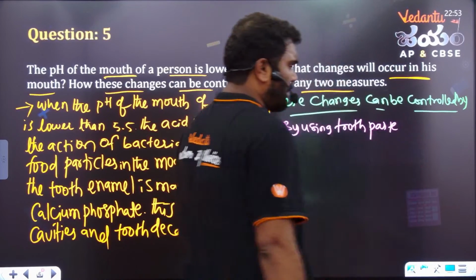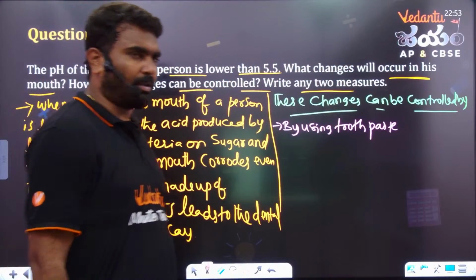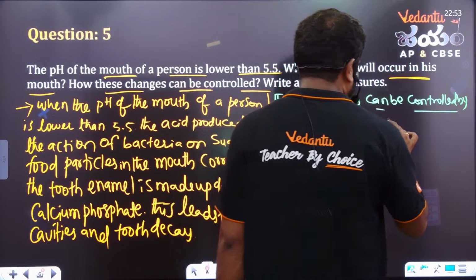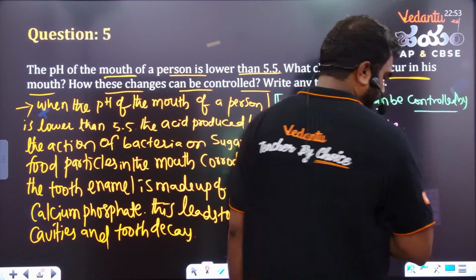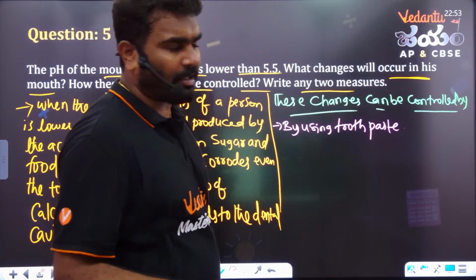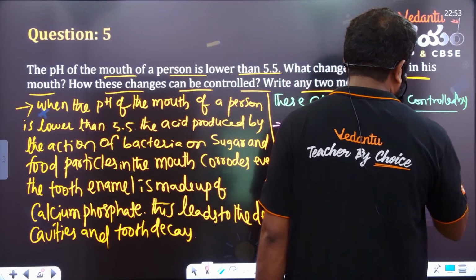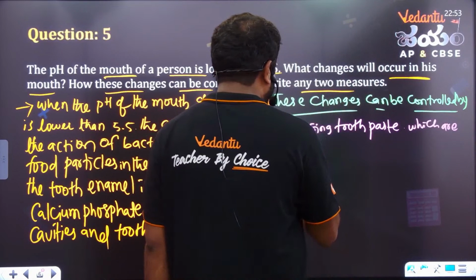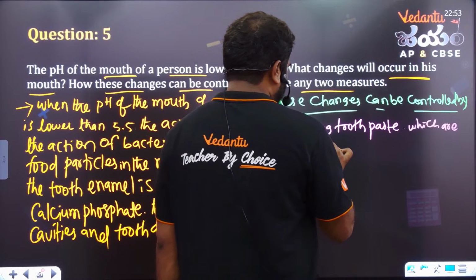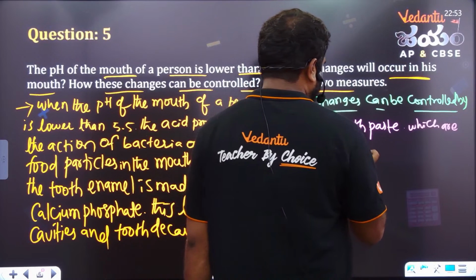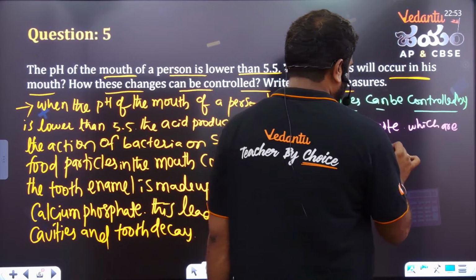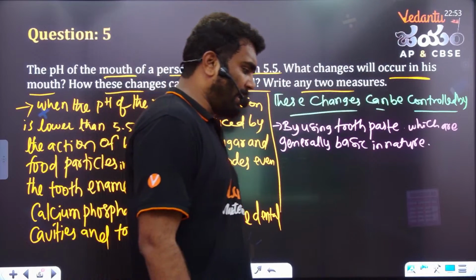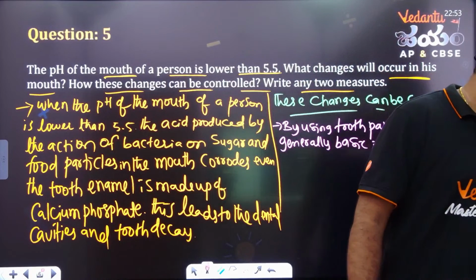Sir, how does the toothpaste really work? This tooth cavity is coming because of acidity, right? So toothpaste, generally what, beta? Generally they are basic in nature, right? So they can neutralize the excess acid produced in the mouth.